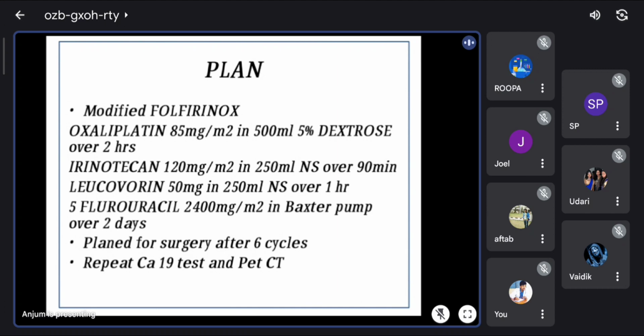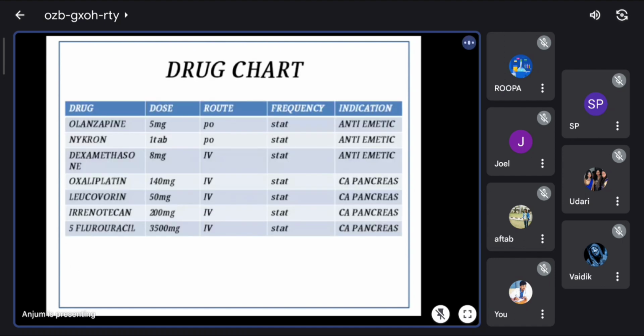For this patient, we are giving neoadjuvant therapy because after 6 cycles we have planned for surgery. Right now the patient has completed his 6 cycles and has gone for surgery. Basically we are doing a Whipple procedure, which is pancreaticoduodenal resection. So this was the drug chart.